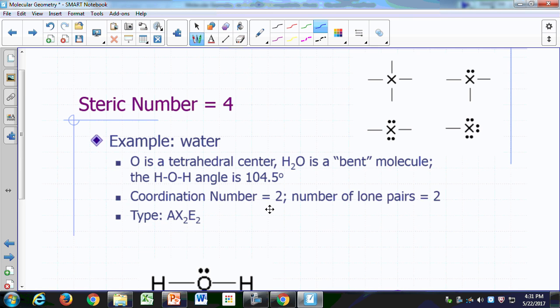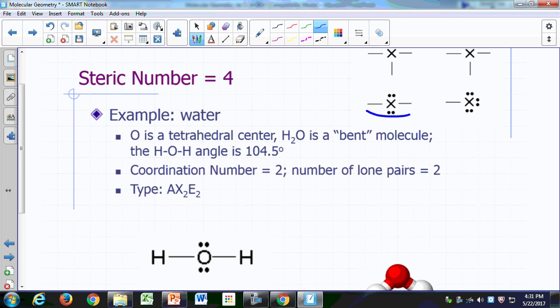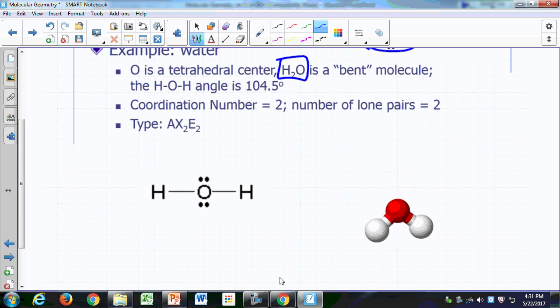Let's take a look at the situation where you have a tetrahedral center with 2 of those electron domains being lone pairs. That's what happens when you have water. So water, here's a Lewis structure for water, has 1, 2, 3, 4 groups sticking out of it. So the steric number of oxygen in water is 4. But if you look at your tetrahedral structure, 2 of those groups don't have an atom on the other side. Those are just lone pairs.